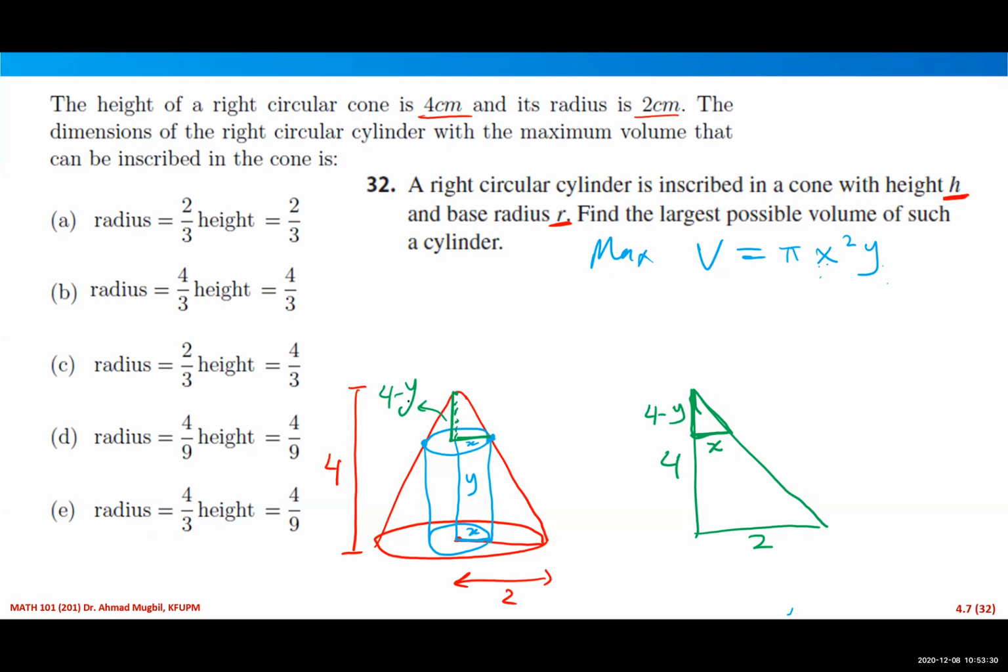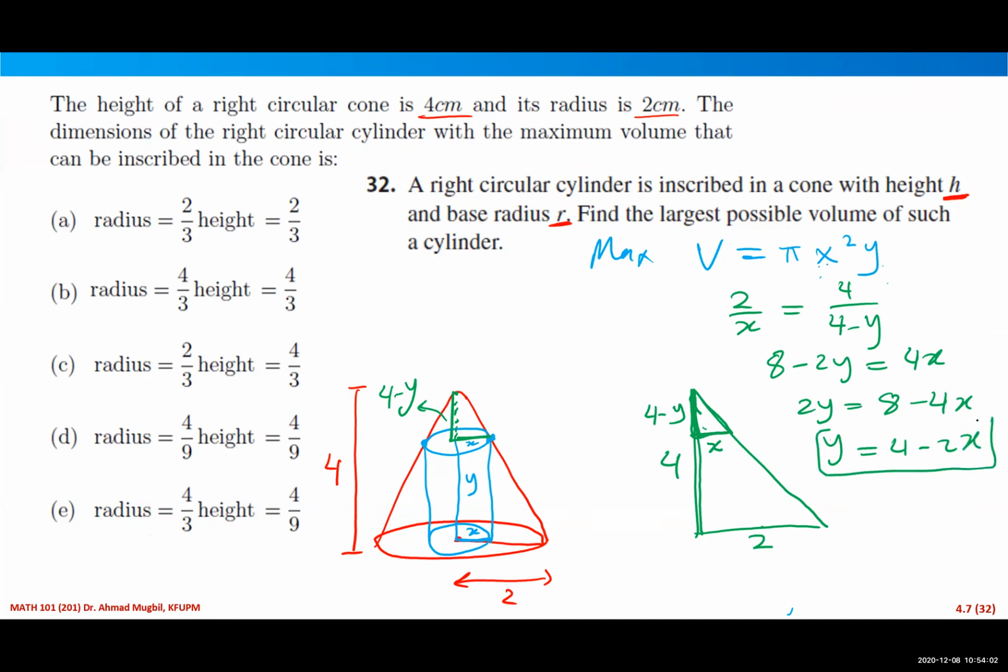Now, by the similarity of the triangles, the ratio between this side and this side, 2 over x, equals to what? 4 over y, 4 minus y, the ratio between this side and this side only. Now use this ratio between these two sides to get 8 minus 2y equals 4x. Solve it for y. So 2y will be equal to 8 minus 4x. Divide by 2, it will be 4 minus 2x.